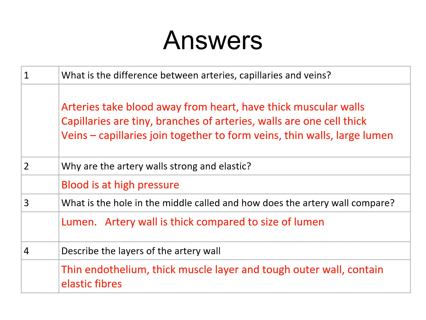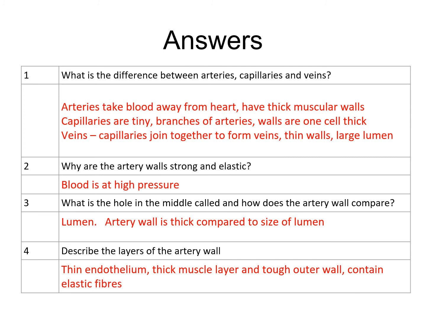So the answers then to the first set of questions. Number 1, arteries take blood away from the heart and they have thick muscular walls. Capillaries are tiny branches of arteries and their walls are 1 cell thick. Veins are when the capillaries join back together. They have thin walls and a large lumen. Okay, so as long as you've got at least one of those points for each of those, you've done fine.